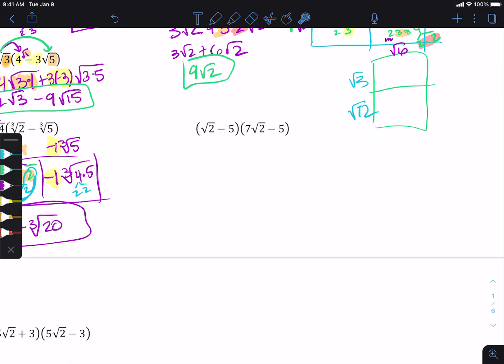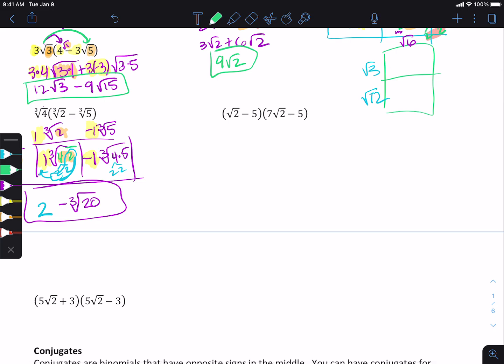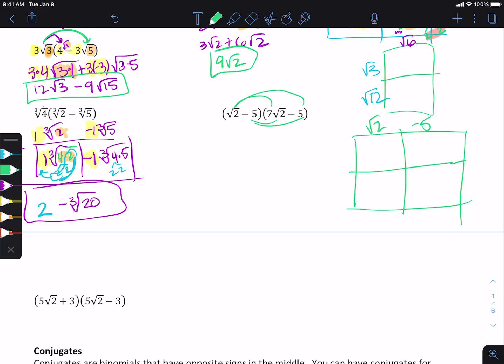Now, this is 2 terms by 2 terms, or what we call a binomial times a binomial. Okay. So again, you can do foiling, where you do the firsts, the outsides, the insides, the lasts, or you can set up a box, or you can just multiply, multiply, multiply, multiply. Whatever way you want to look at it. All of them get you to the same spot. So if we have root 2 minus 5, 7 root 2 minus 5.